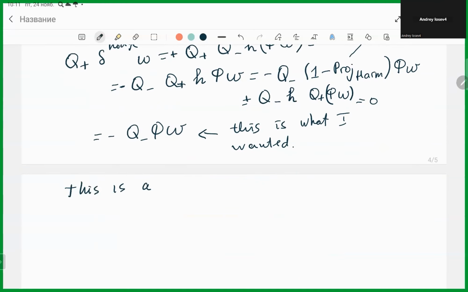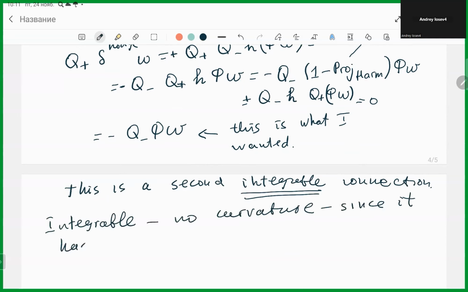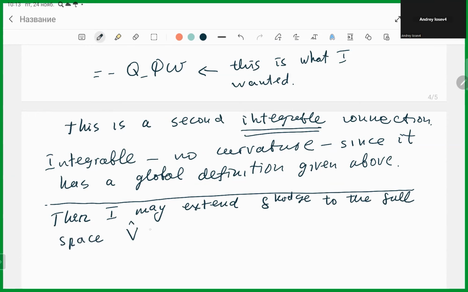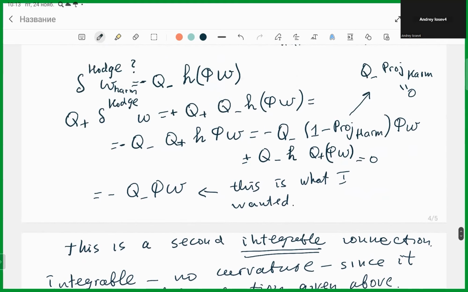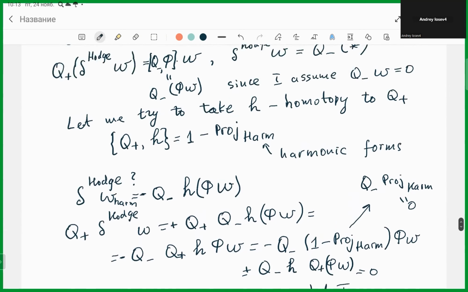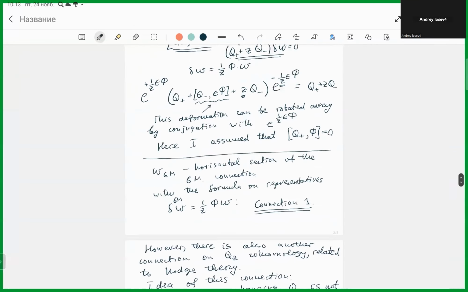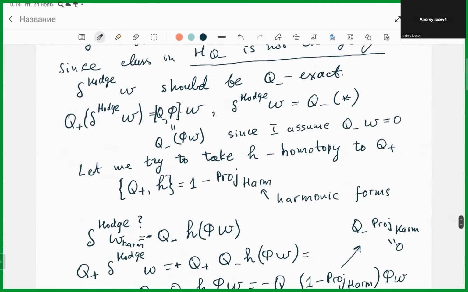Now, this is a second integrable connection. By integrable, I mean it has no curvature. It has no curvature since it has a global definition given above. Here I wrote it in words. Then I may extend delta Hodge to the full space we had just by tensoring by these objects. Please note that in the definition of the Hodge connection, I was not using Z at all, while Z was crucial in the construction of the Gauss-Manin connection. In the construction of the Hodge connection, the Hodge property was crucial.